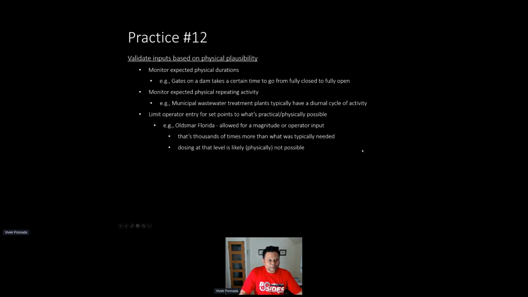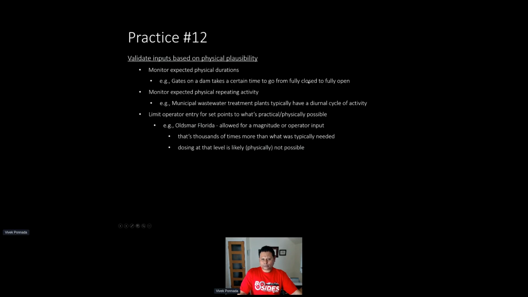But next up, practice number 12: validate inputs based on physical plausibility. This is an interesting one because the practice has a few examples. One, monitor expected physical durations. For example, a gate on a dam would take a certain time to go from fully closed to fully open, and you know what that is, right? So if the gate is suddenly taking too long, then there could be a mechanical problem. Or it could be that someone is trying to force it closed, force it open, or keep it from being fully open. It's possible that someone is trying to affect it. So if you alert on this, that the gate is supposed to open in 2 minutes but it's stuck, that should definitely be an alarm, right?